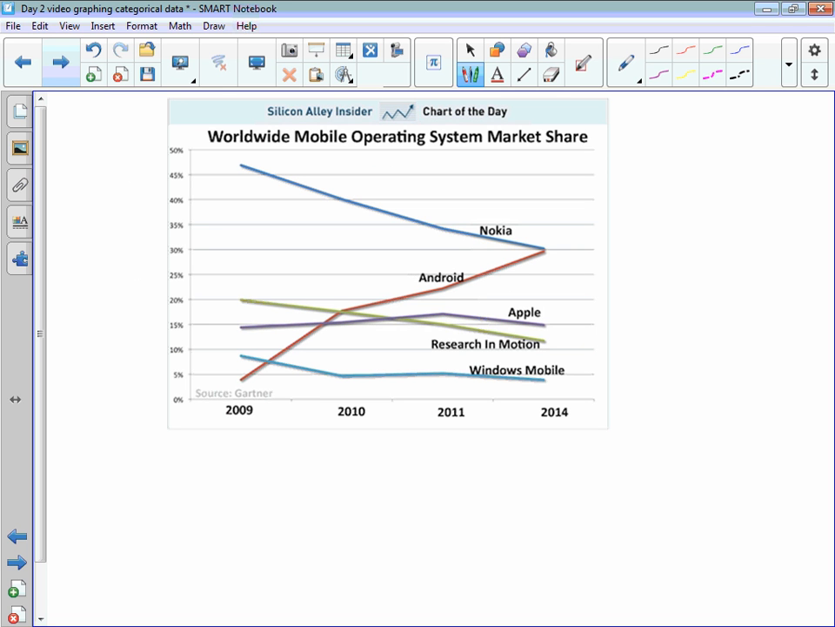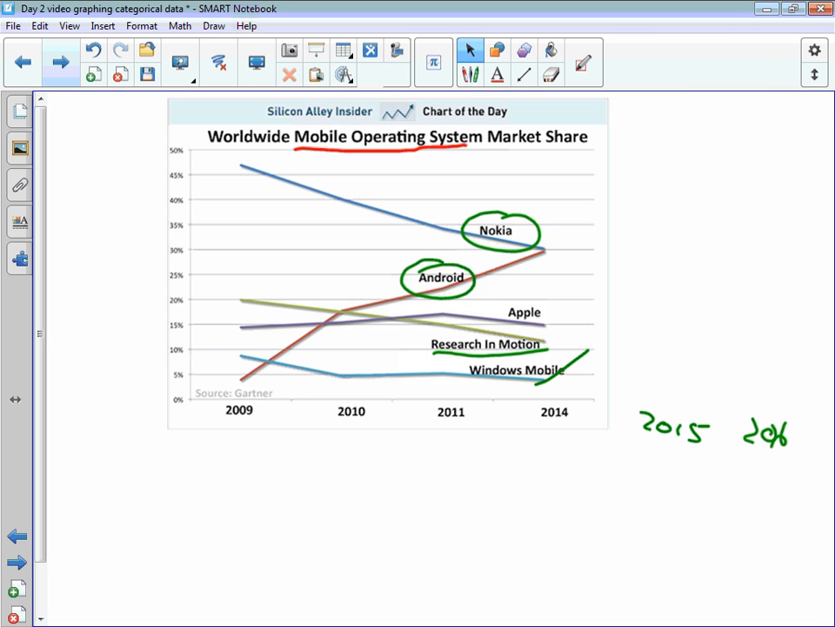This is a similar thing. This is still categorical data, and instead of doing bars, you can see they connected the dots. And so once again, mobile operating systems from 2009 to 2014. And as we were talking earlier, you can see the downward trend of Nokia. The upward rise of Android and the downward trend of Research in Motion, which is BlackBerry. Windows Mobile, I think, and I would love to see 2015 and 2016 data on this, because I think Windows Mobile has gone up and Nokia has just almost disappeared from the world.